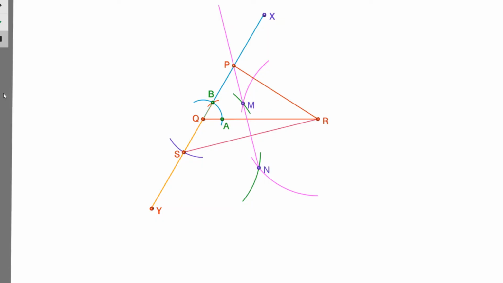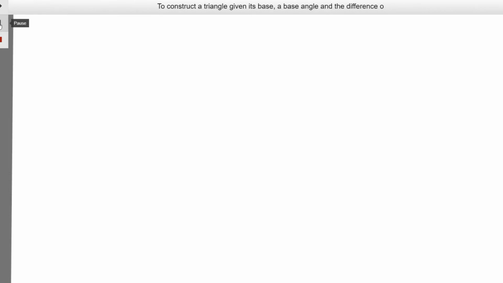Now in this video we are going to construct a triangle PQR in which base QR is given, one base angle Q is given and PR minus PQ is given. Here we have to see PR is greater than PQ. So PR minus PQ is given. So construct a triangle given its base, a base angle and the difference of the other two sides.